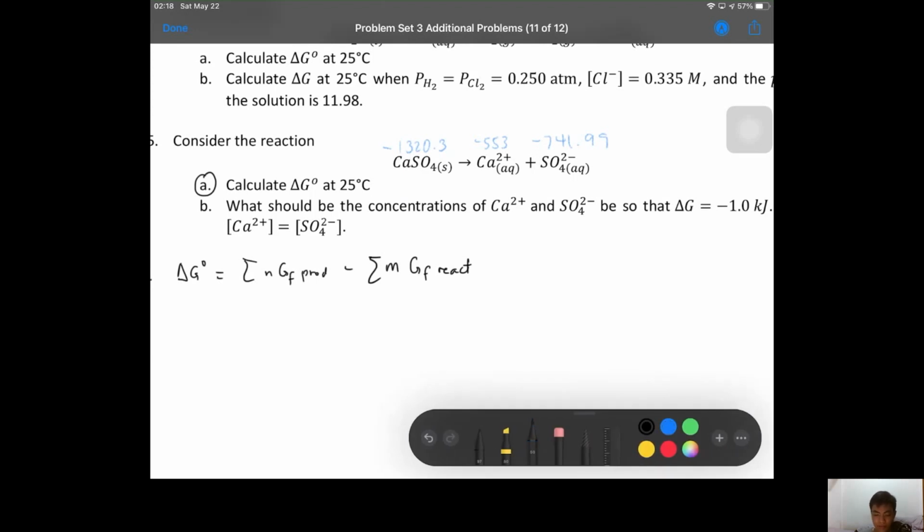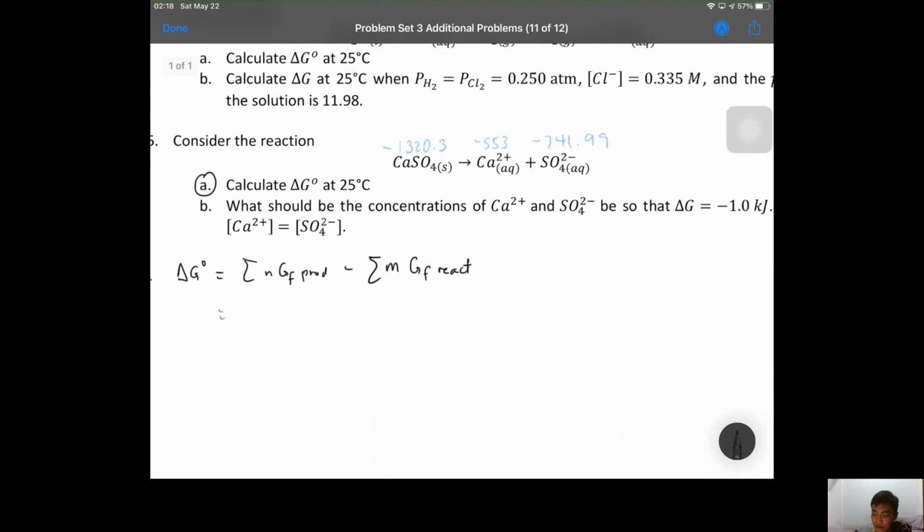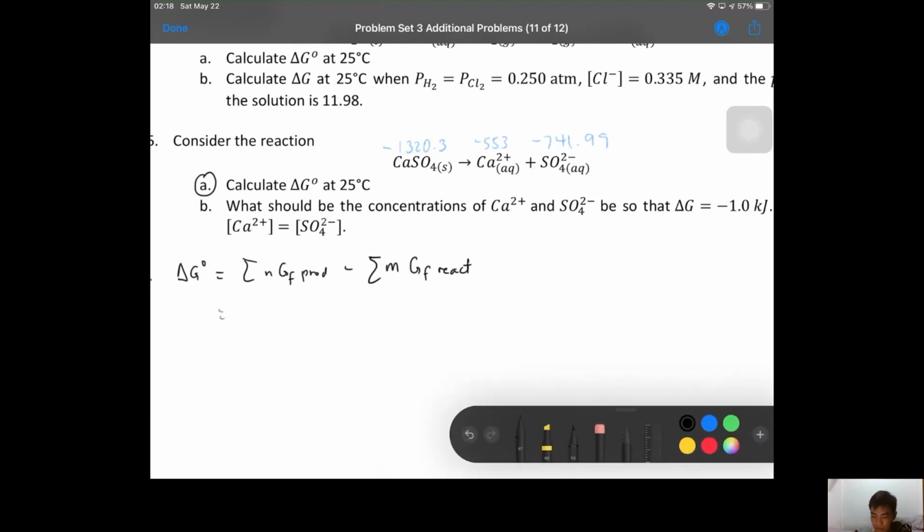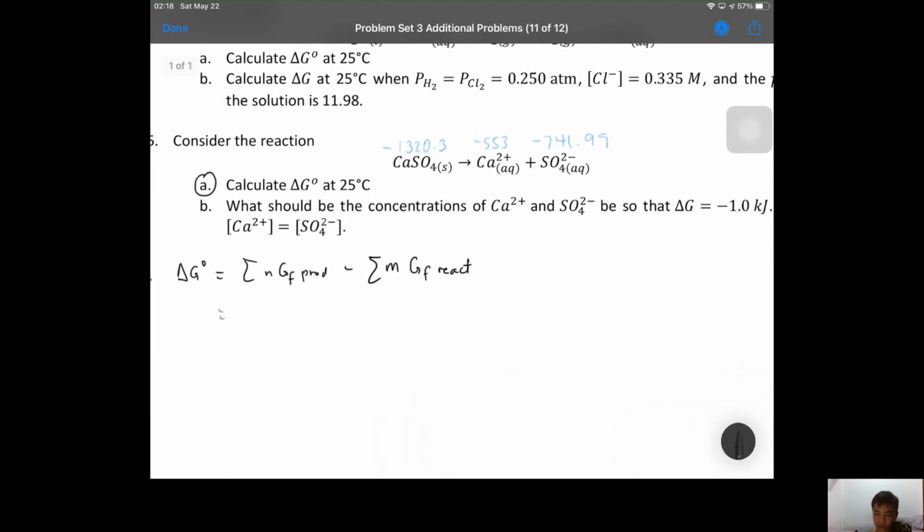So easy lang yan. So product tayo. So product, we have 1 mole times yung sa calcium plus yung sa sulfate. We have 1 mole of sulfate again times this delta G naught minus yung sa reactant natin. We have 1 mole times.